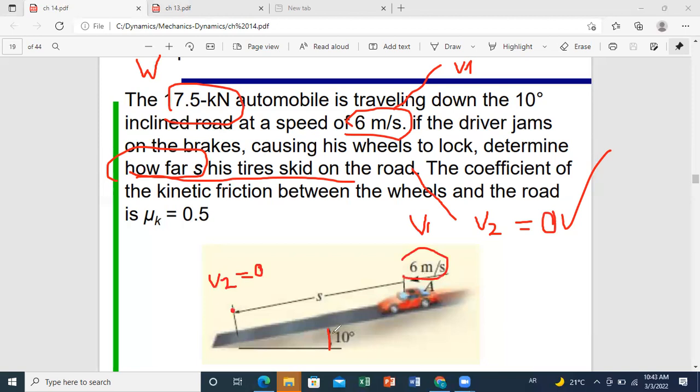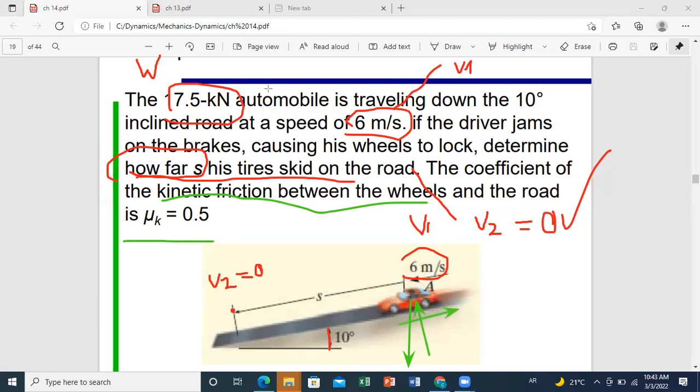Now, to be able to use work and energy, I should draw the free body diagram and determine the work of my forces. Let us plot the different forces acting on my car. I have the weight. I have the normal. And what is the additional force I have? Due to braking effect, friction will oppose motion. And they gave me that the kinetic friction coefficient mu k equals 0.5. So if I illustrate friction, it will be opposing my motion because my wheels will slide on the road. So this is my friction here.